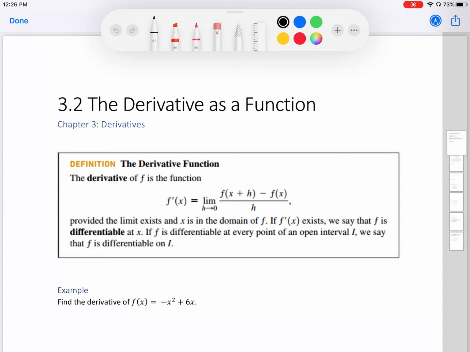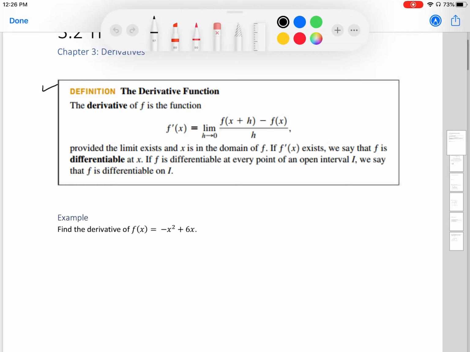Section 3.2, the derivative as a function. So we're going to continue that same idea that we developed in section 3.1, finding the derivative of a function. Let's begin with this definition. The derivative function. The derivative of f is a function.